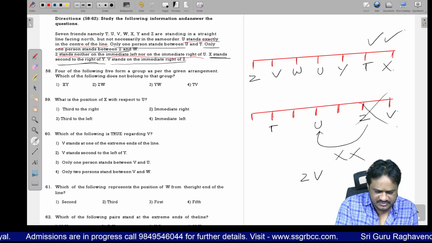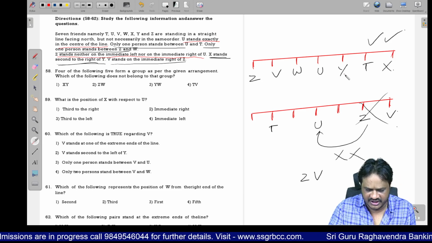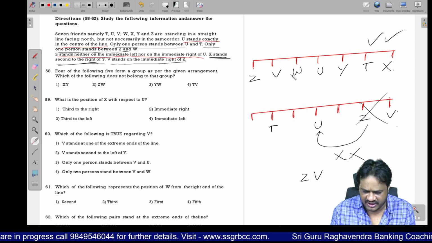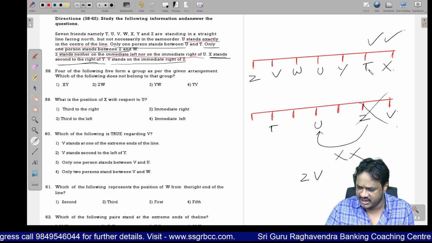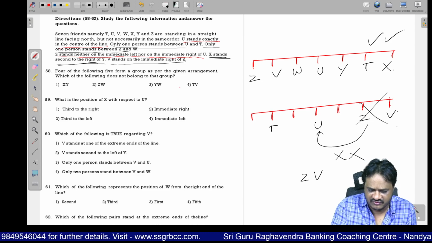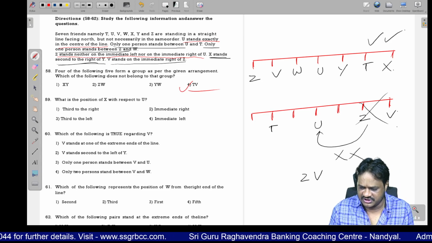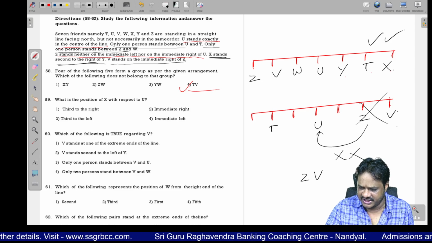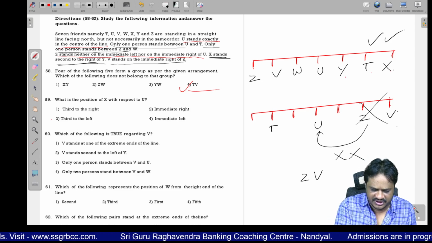If you see the options, X and Y, one gap is there. Z and W, again one gap. Y and W, one gap. T and V, there is more than one gap. What is the position of X with respect to U? First, second, third. So it is third to the right.